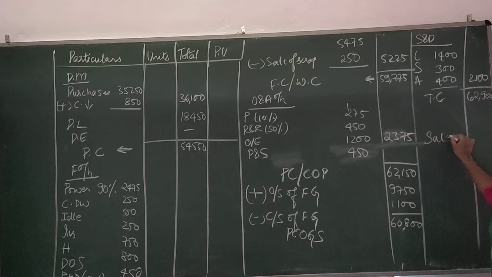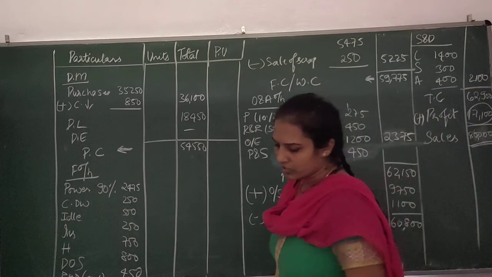They have given you sales. Sales in this problem is 80,000. Now you can find out your total cost is less than your sales, which means there is a profit. Profit of how much? It will come around 17,100. Yes, this 17,100 is your profit. You will add it to your total cost. This is your problem. Hope you all understood.